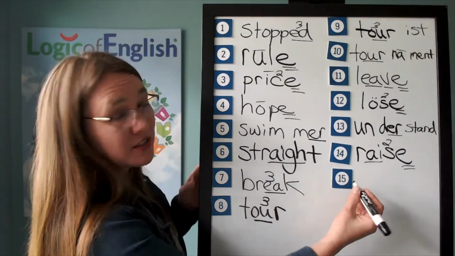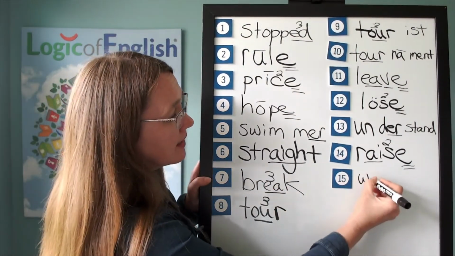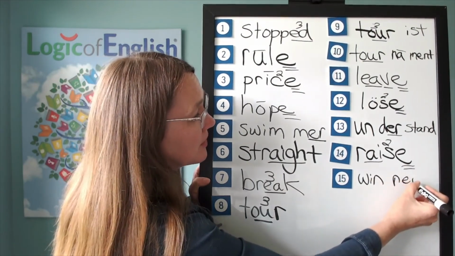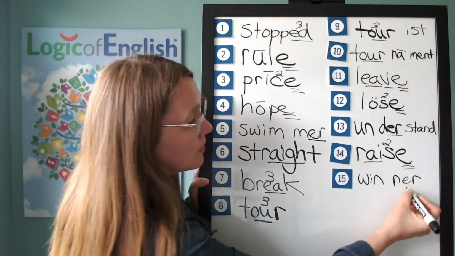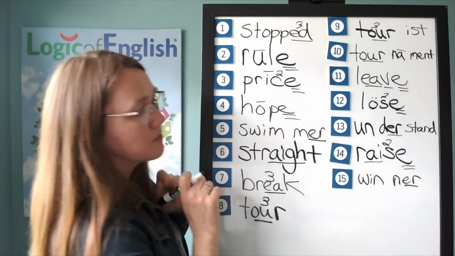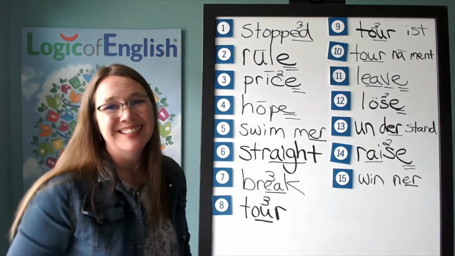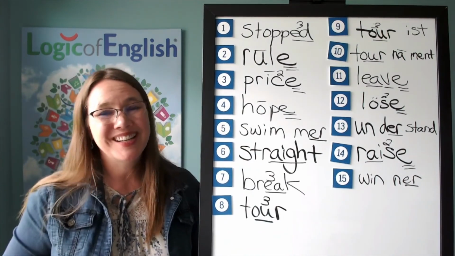And now help me to write it. The first syllable is win. W-I-N. The second syllable is ner. N-E-R. And how do we mark it? We'll underline the er. Let's read it. Win, ner. Winner. Excellent. Great work today spelling these words.